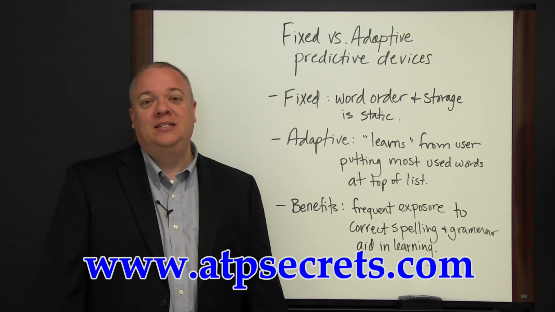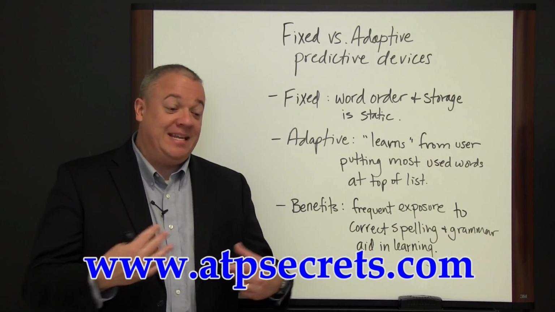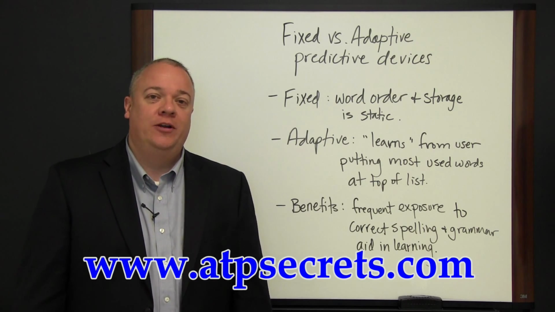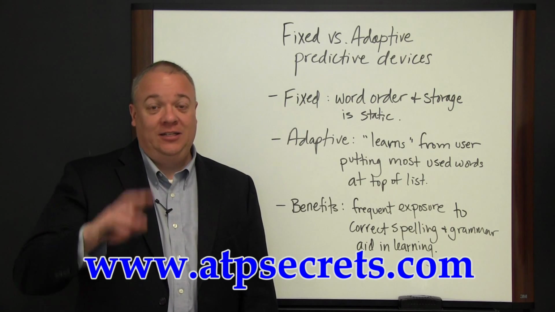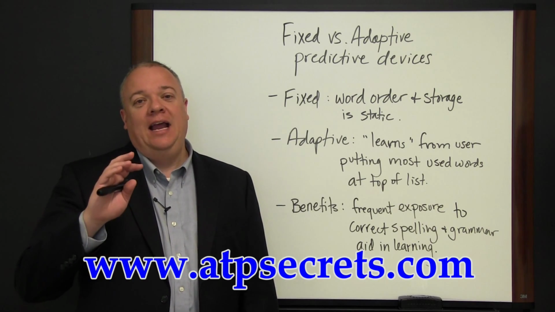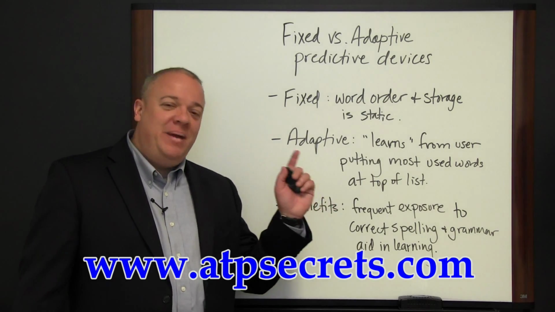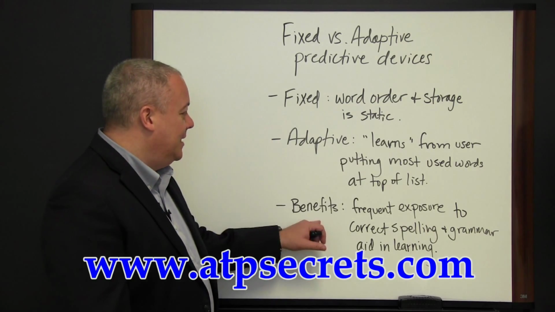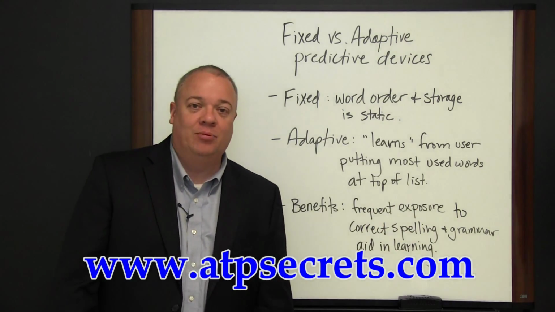They both have their pluses and benefits. This is just maybe a difference in ease of use or preference in that way, depending on what you're trying to teach, what you're trying to get across. There can be value in forcing the looking through the entire list so they're exposed to more words and developing motor skills and things like this. Anyway, just been a basic overview about the difference between fixed and adaptive predictive devices, the benefit being frequency of exposure to correct spelling and grammar aids in the learning process.